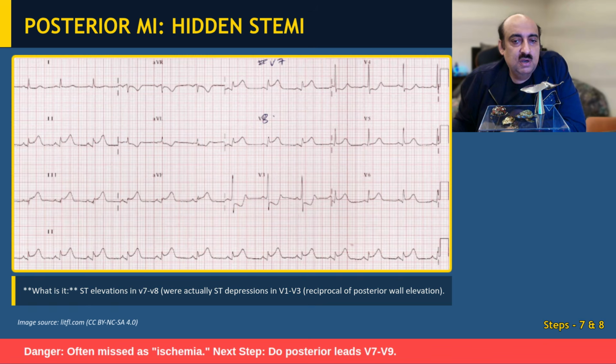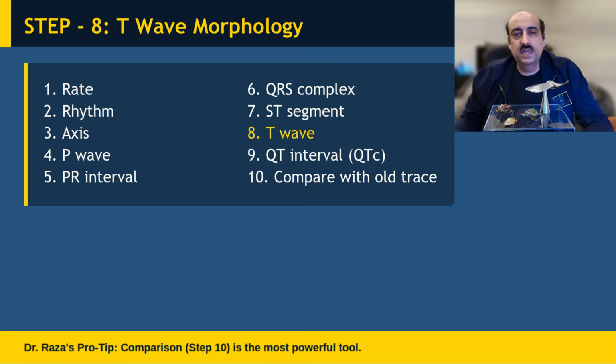So if in doubt, do the posterior leads V7, V8, V9, and that would give you the diagnostic clue. Next, we will just quickly look at the T-wave morphology in isolation.